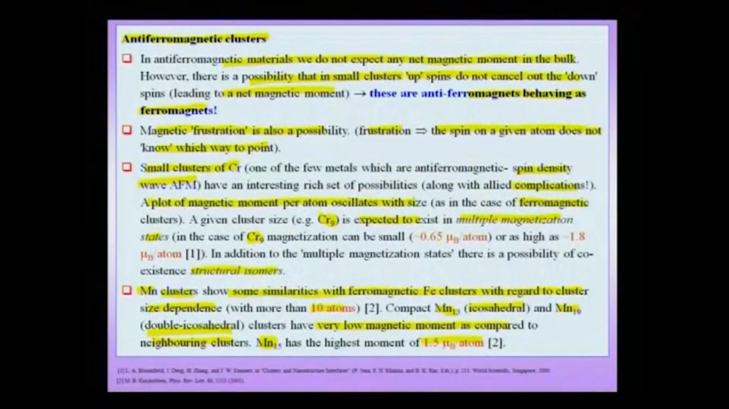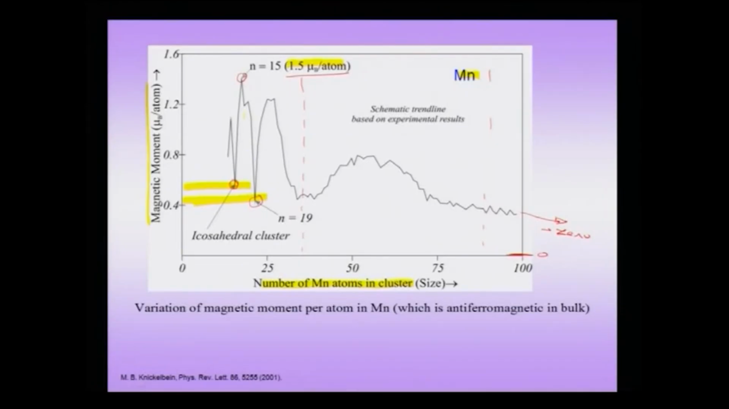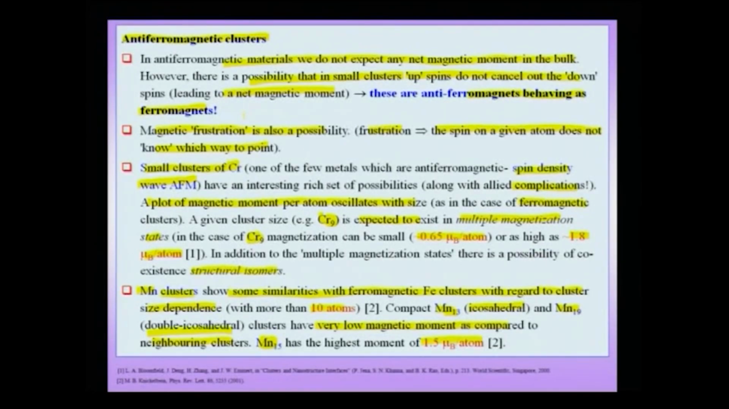The Cr9 magnetization can be small, only about 0.65 μB per atom, or it can be 1.8 μB per atom. That means a single cluster, I do not mean a single structure, a single number of atoms, 9 atoms in the Cr9 cluster, can give you a net magnetization of something like 0.6 μB or 1.8 μB, which means this is a large variation. We already saw that it is almost between the maxima and minima in such a plot. So such large variations are difficult to understand, and the underlying mechanisms are supposed to be, as I pointed out, the existence of multiple magnetization states and also the existence of structural isomers.